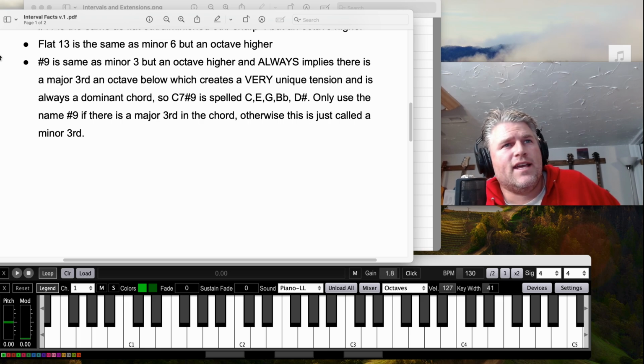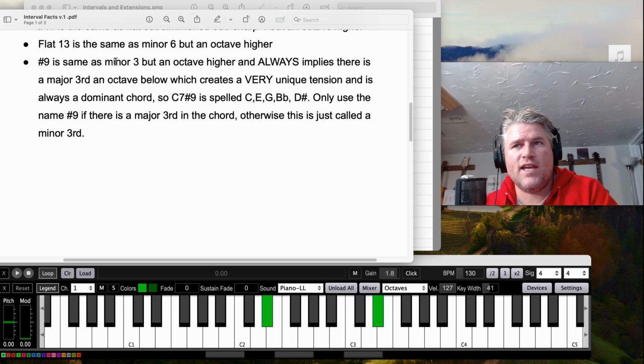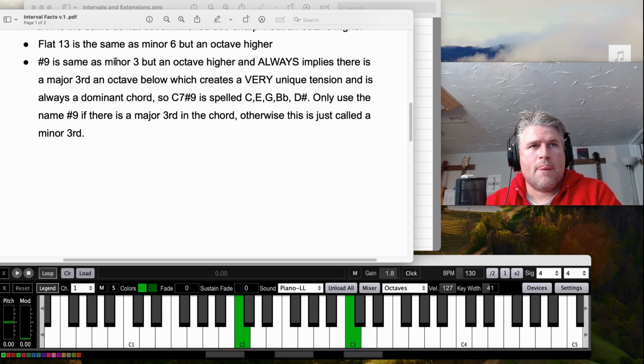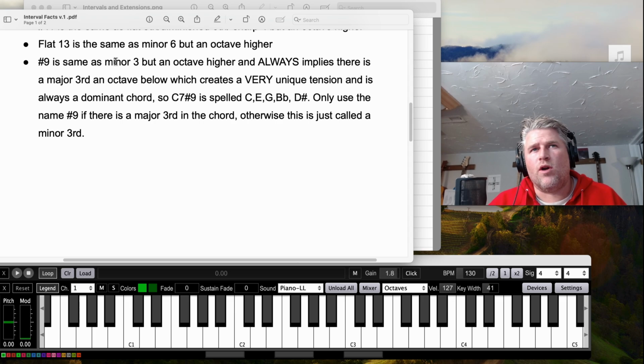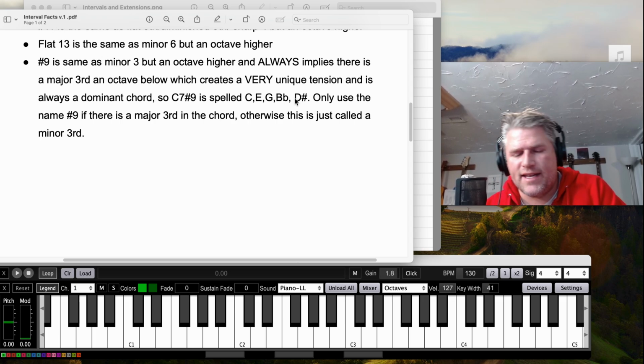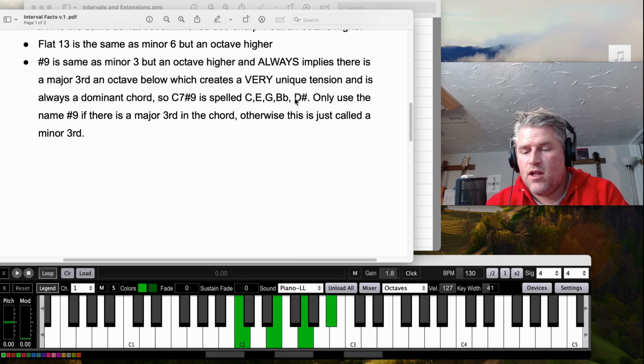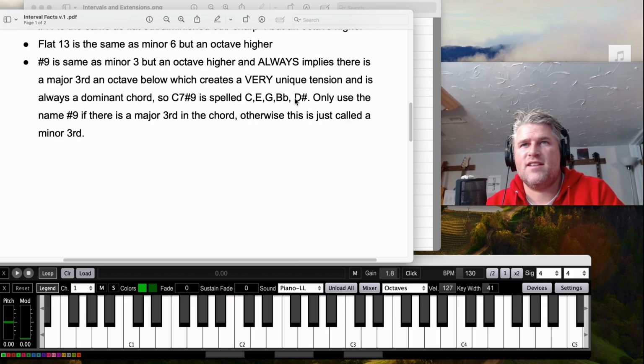Sharp 9 is the same as minor 3. So if you're in C, it's that note. But it's always an octave higher. And it implies that there's a major third an octave below, which creates a very unique tension and is always a dominant chord. So C7 sharp 9 would be spelled C, E, G, B flat, D sharp. See, watch this. It's that funk chord.